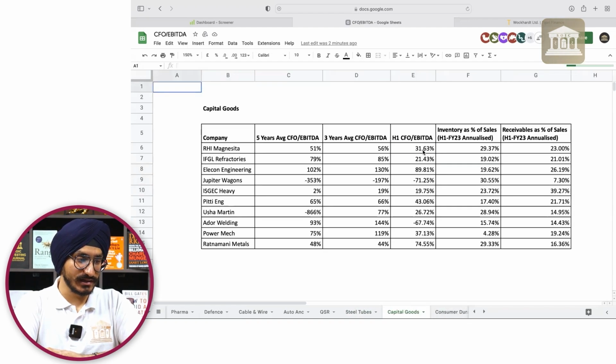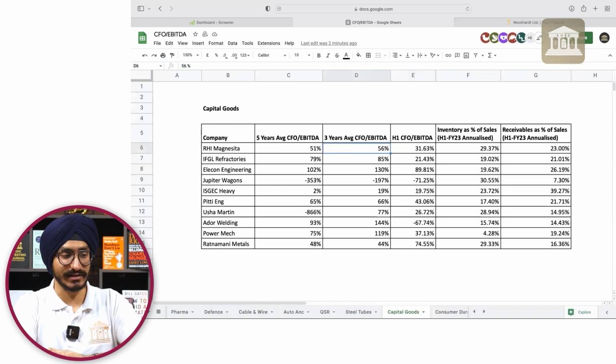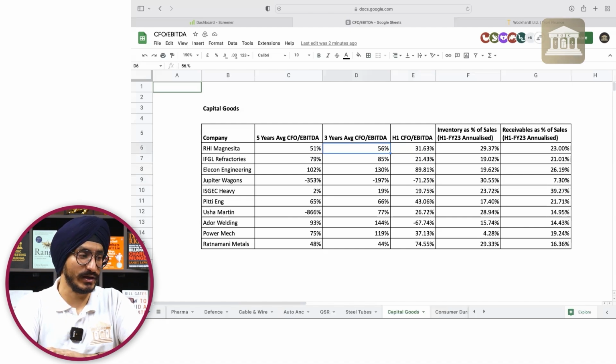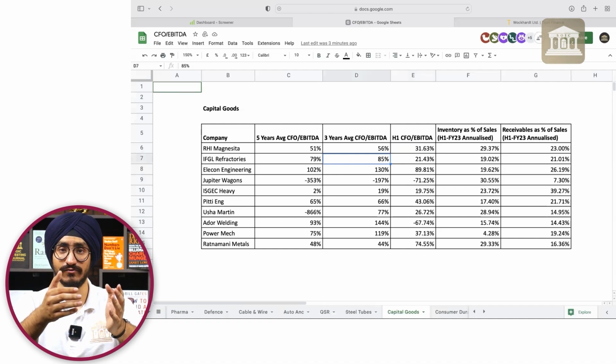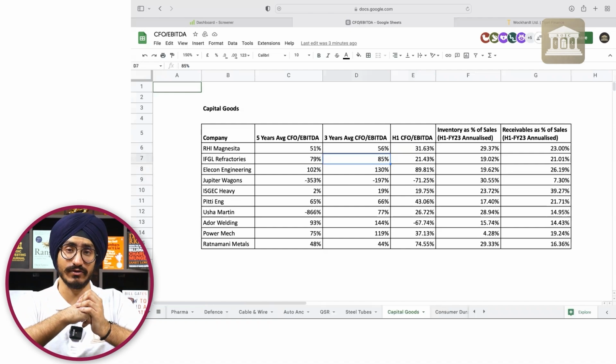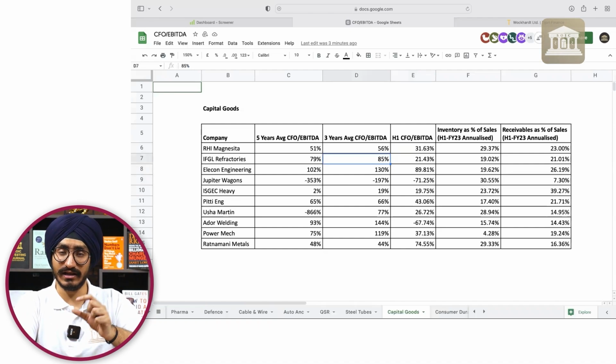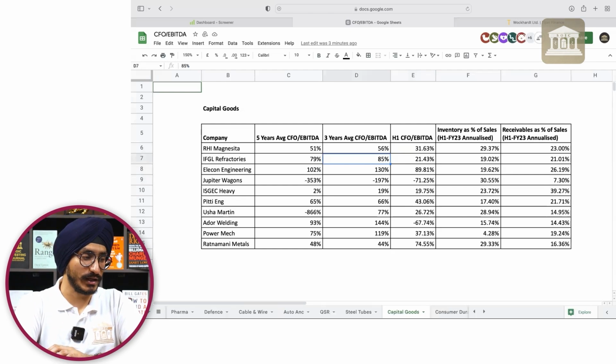For the capital goods sector, the CFO to EBITDA ratio for RHI Magnesita is at 56% on an average, because you have to maintain inventory for your steel customers, because if you do not have adequate inventory, then it could be a problem. So you'll see money getting stuck in inventory. For IFGL Refractories, it is actually better than RHI Magnesita, but where IFGL Refractories, in my view, lags behind is because of the lack of diversity in products. And secondly, your other expenses, as a percentage of expenses in the P&L, are really high.